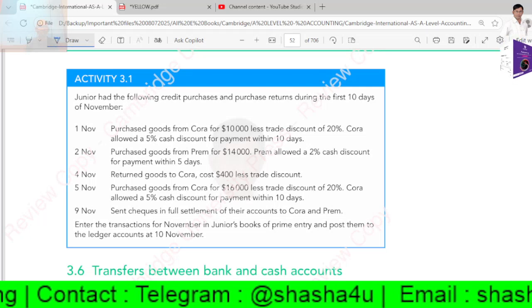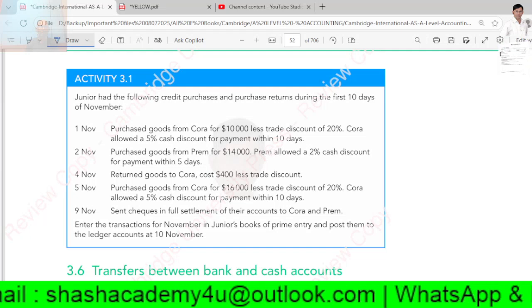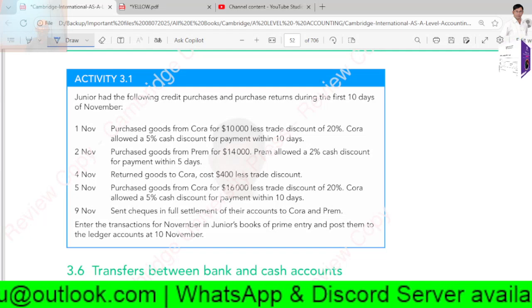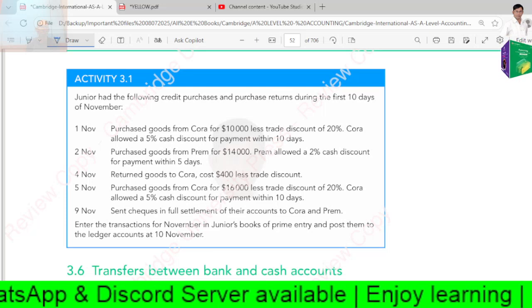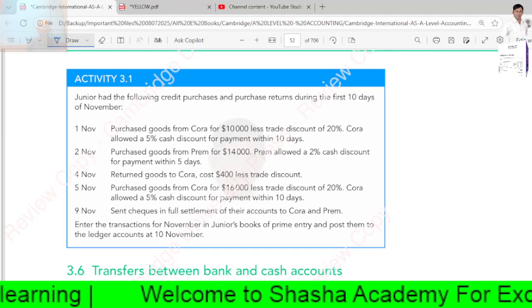This is activity 3.1 from subsidiary books. So, books of prime entry. Okay. So, subsidiary books or books of prime entry. So, these are known as books of prime entry.